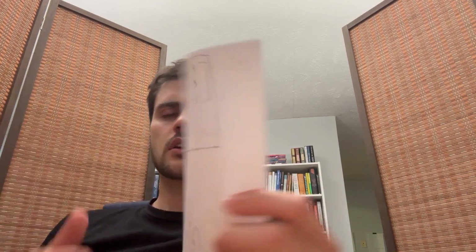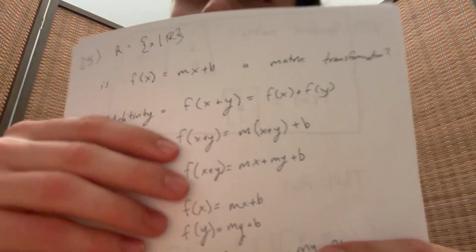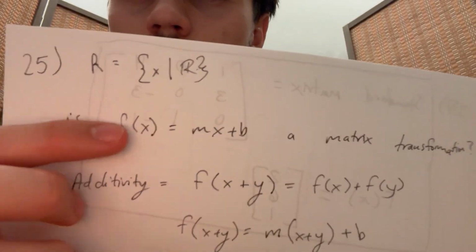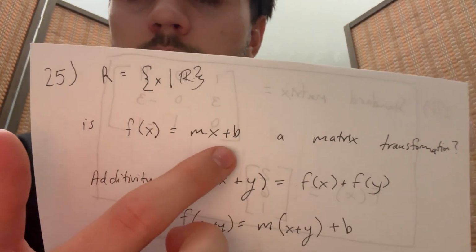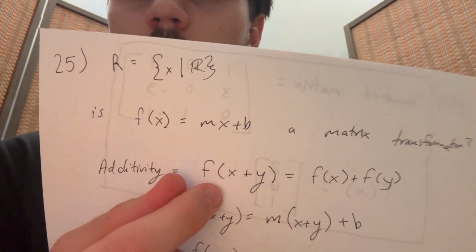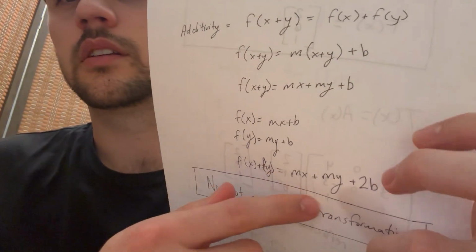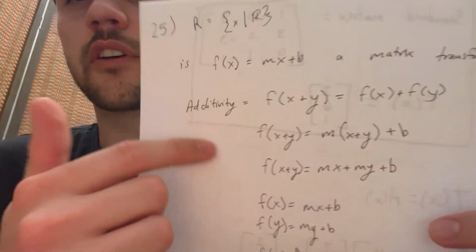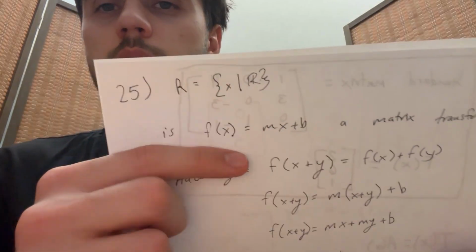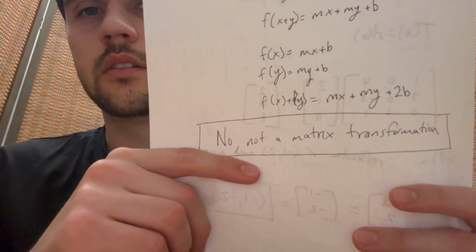And then for today, we ripped through a bunch of questions actually. Starting with this, y equals f of x equals mx plus b. They're asking, is this a matrix transformation? And basically I checked additivity, ultimately finding that it fails the additivity property, so no, it is not a matrix transformation. All right.